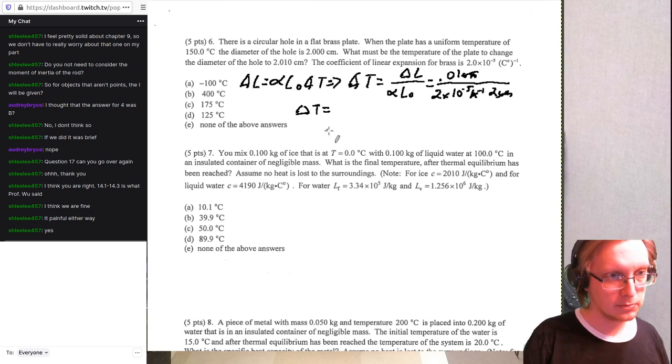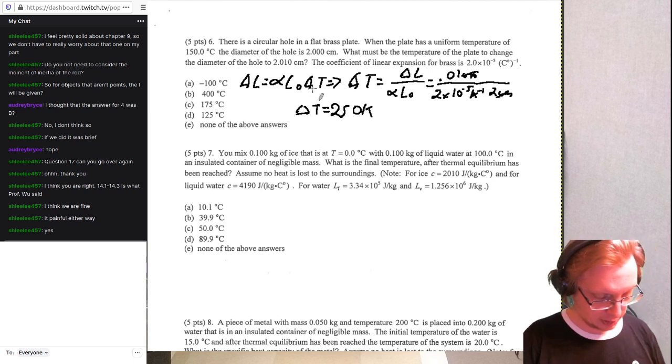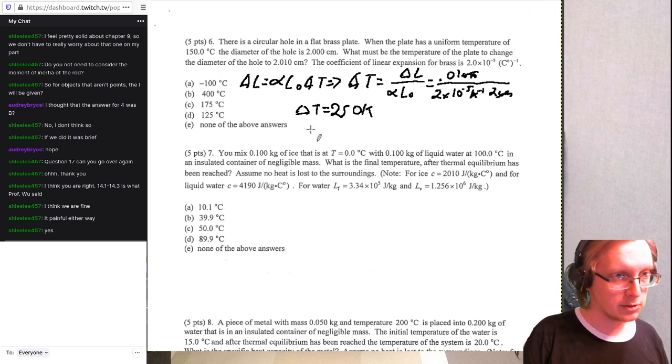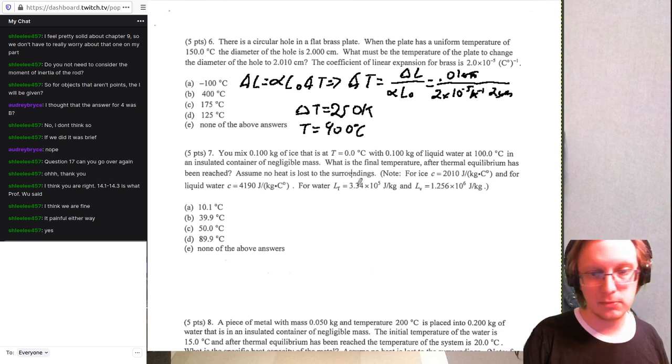250 Kelvin. All right. So that means we need to make this that much hotter. So we will go plus 150. So we have a final temperature of 400 degrees Celsius. Make sense?